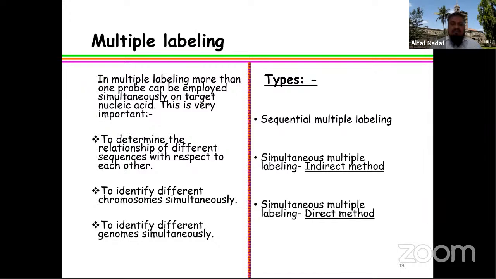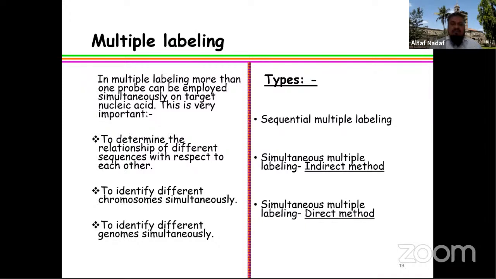How does this help? This can be used to determine the relationship of the different sequences with respect to each other. Suppose you are comparing two plant species together, one genus, two species. Obviously, having the common genus, they might be sharing some genomic regions in common, or some genomic regions may be different. So if you want to compare this, you can do multiple labeling.